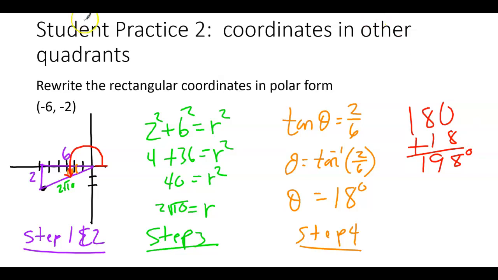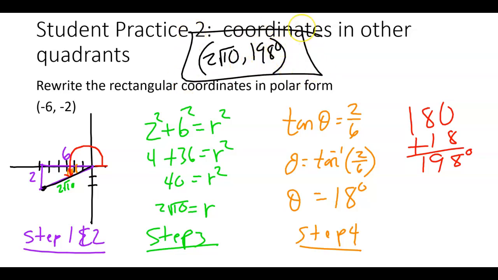So final answer time, drum roll please. The length from here to here is 2 radical 10, and the rotation is 198 degrees. And so there's our polar coordinates for that point.